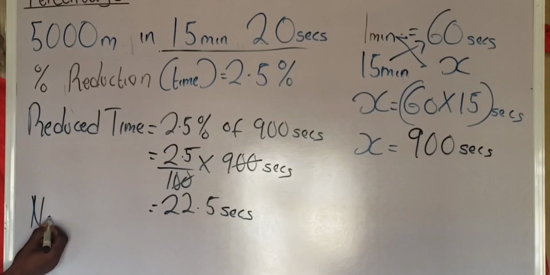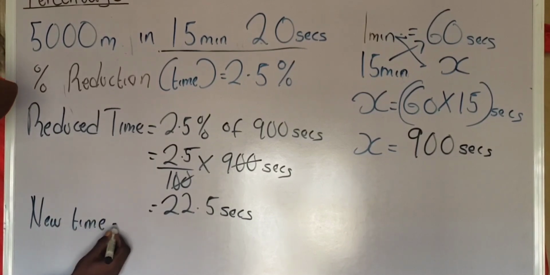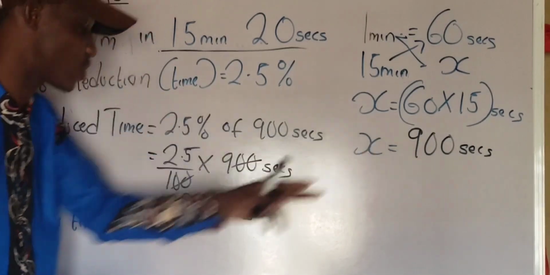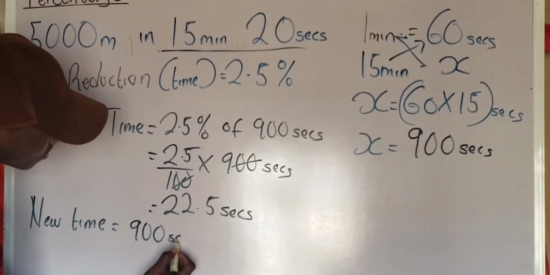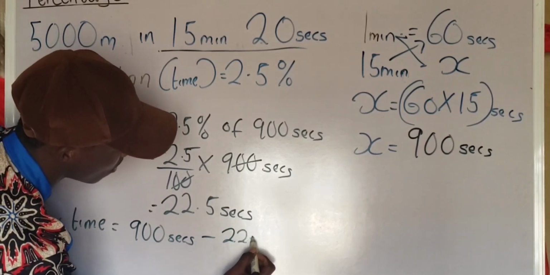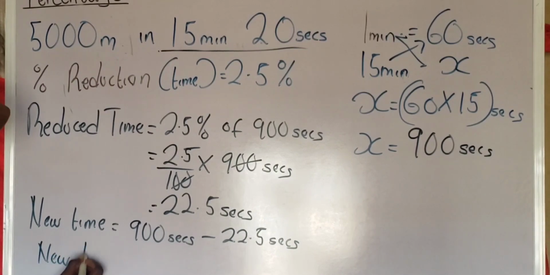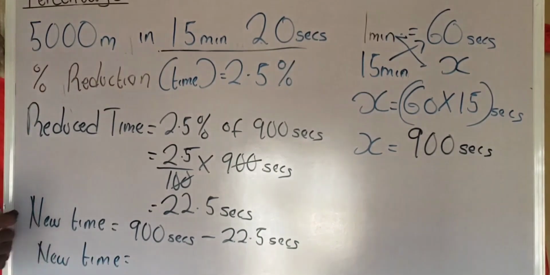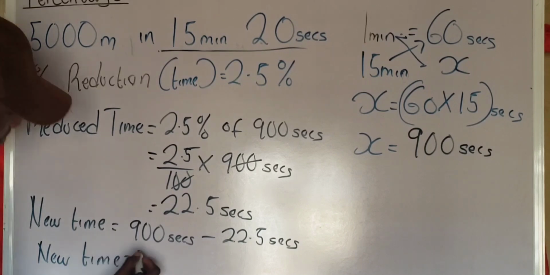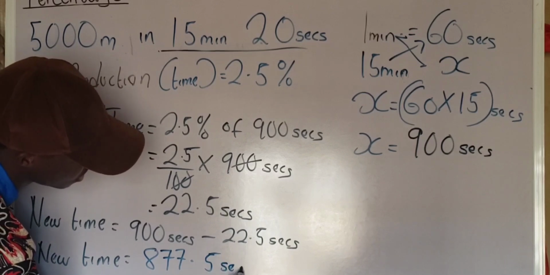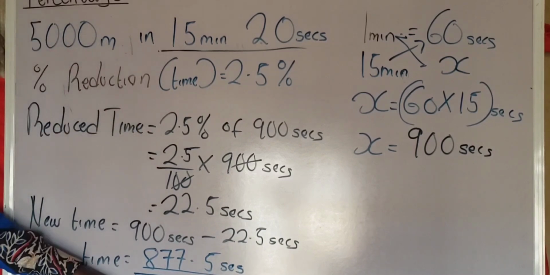So let's go. The new time now will be equal to the initial time that was used to run this race. We have converted to seconds, so we are going to have 900 seconds minus 22.5 seconds. Do you understand? So the new time now is the difference of 900 and 22.5 seconds, that is 877.5 seconds. This is the time used to run the race now.